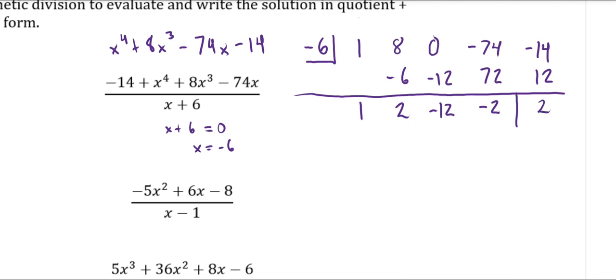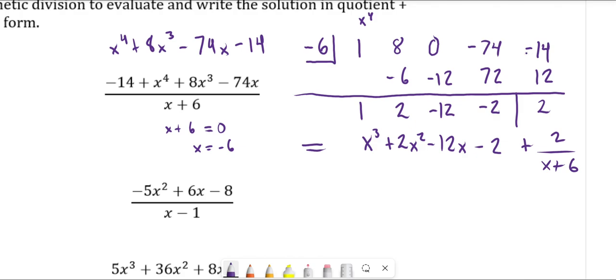If we start out as an x to the fourth term, this is going to drop down by 1 to give me an x to the third, and we fill in the coefficients correspondingly. To write this in quotient plus remainder form, we're almost there. We just need to write plus the remainder divided by the original divisor x plus 6. Let's be careful about our signs here. This should be a minus 2, which makes this minus 2 over x plus 6.